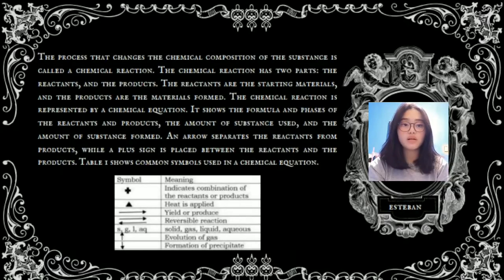A process that changes the chemical composition of a substance is called a chemical reaction. A chemical reaction has two parts, the reactants and the products. The reactants are the starting materials and the products are the materials formed.